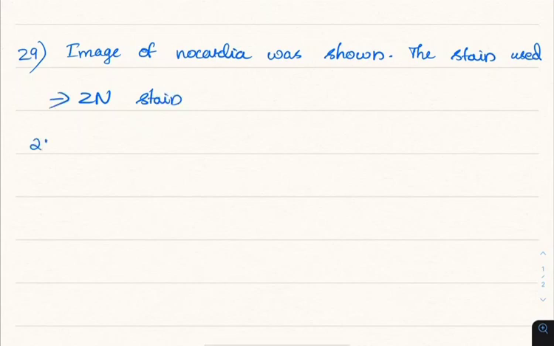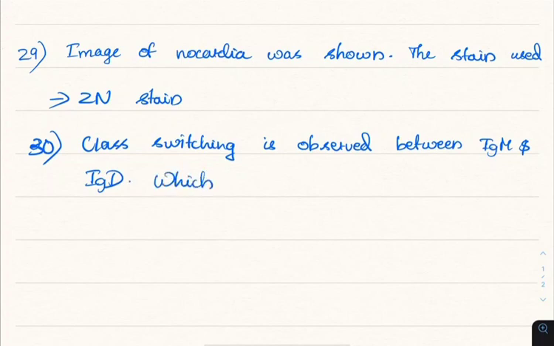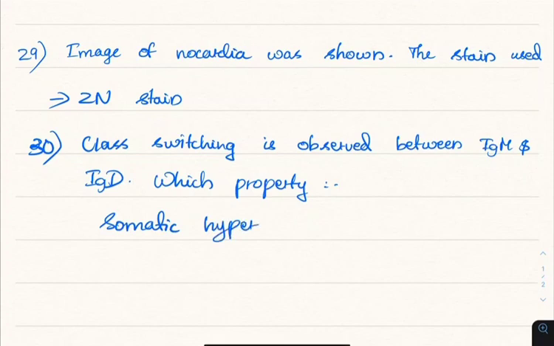Next question. Okay, it's the 30th one. The question had mentioned class switching is observed between IgM and IgD. So which property does this show? The answer to this is somatic hypermutation. The other options were affinity maturation and RNA splicing.